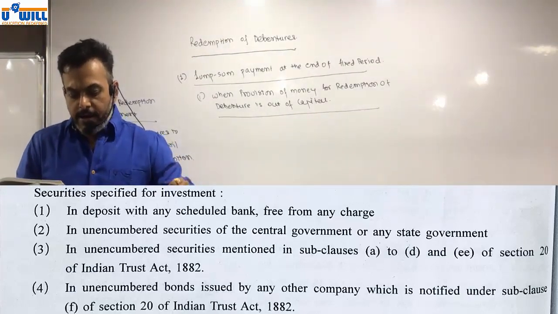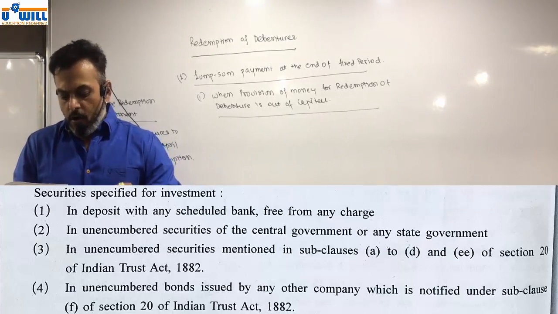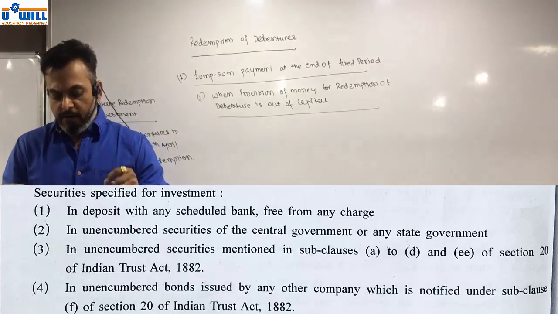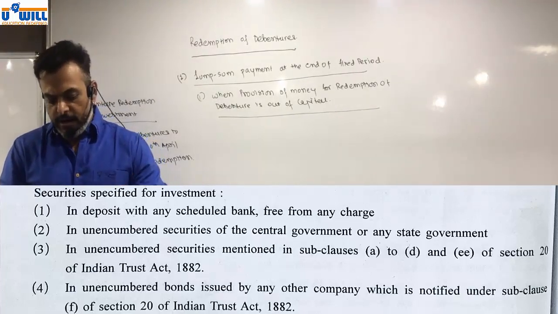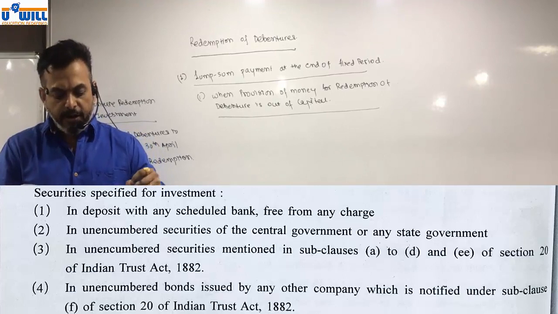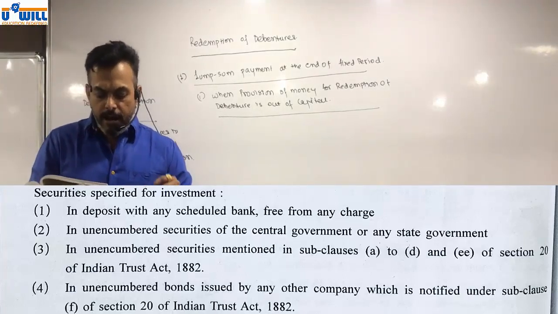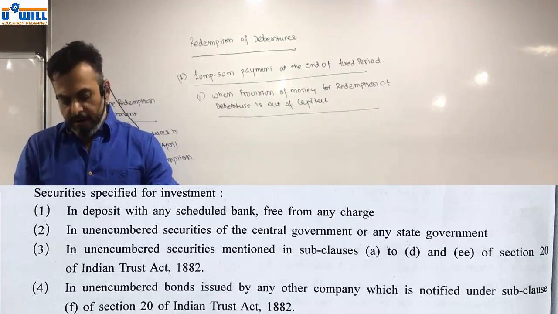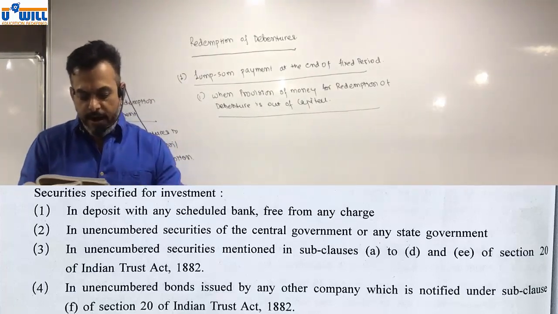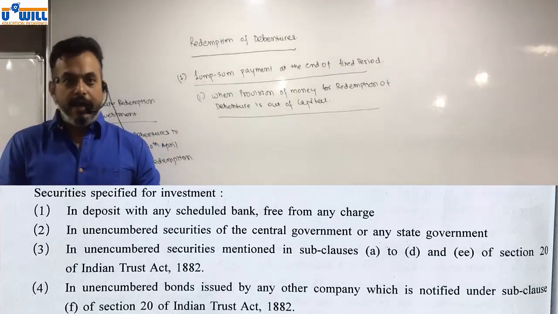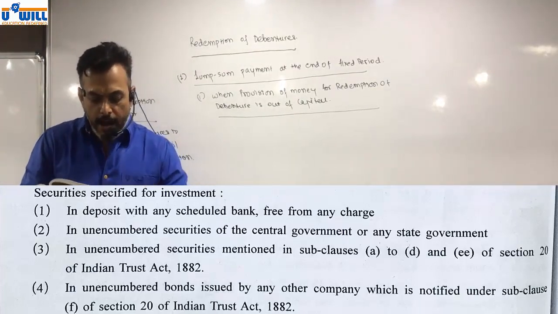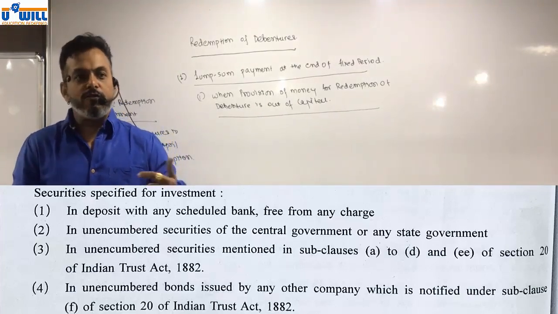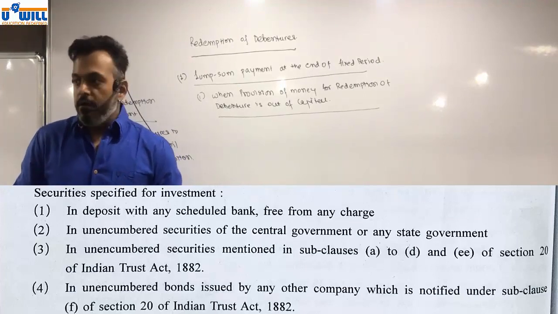Then, in unencumbered securities of the central government or state government, in unencumbered securities mentioned in clauses A to D and EE of section 20 of the Indian Trusts Act, in unencumbered bonds issued by any other company which is notified under subclause F of section 20 of the Indian Trusts Act 1882. यानी यहाँ पे ही हम ये पैसा इन्वेस्ट कर सकते हैं. जनरली हम ऐसी जगह इन्वेस्ट करेंगे which is free from any risk, isn't it?